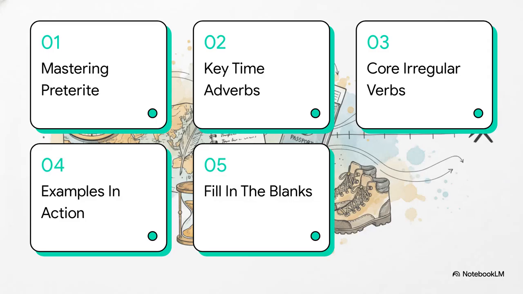All right, really quick, here's our agenda for today's explainer. 1. Mastering the preterite tense. 2. Time traveling with key adverbs. 3. 10 core irregular past verbs. 4. 5 examples in action. And 5. A fill-in-the-blanks challenge. Consider this your official warning, guys. You're going to want to pay close attention for that quiz at the end.